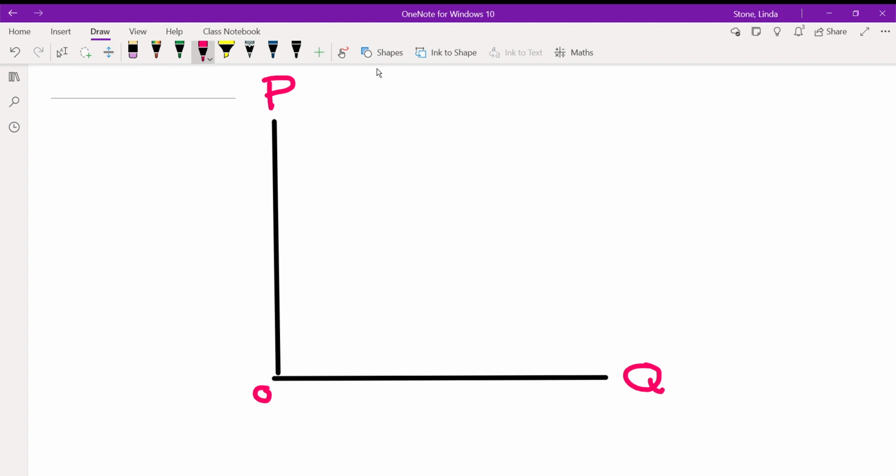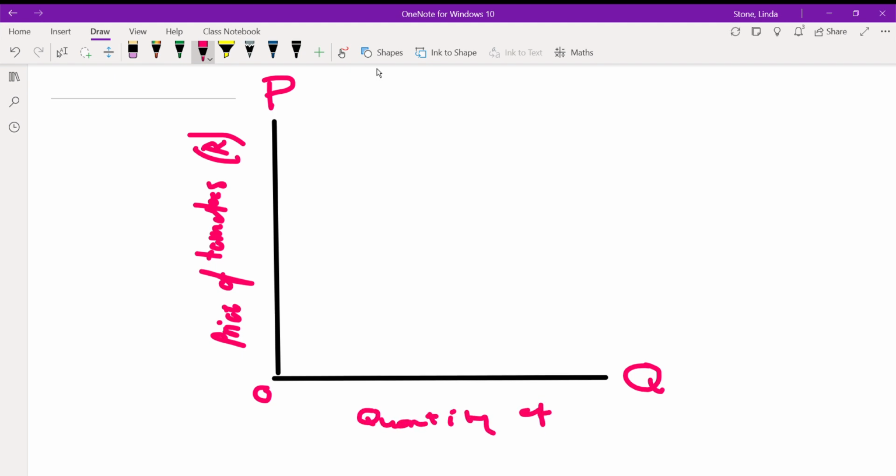For instance, if we're looking at the demand or supply of tomatoes, then we will write the price of tomatoes in rand or dollar or whichever currency you are working in. Then on the horizontal axis, we will write the quantity of tomatoes.